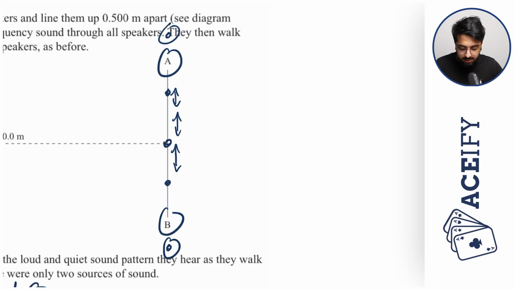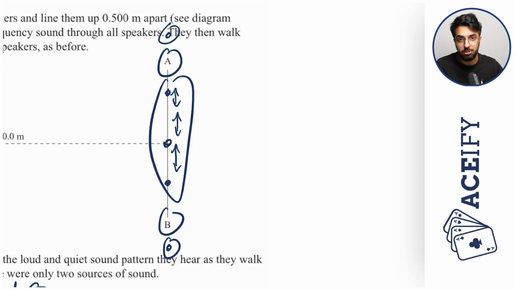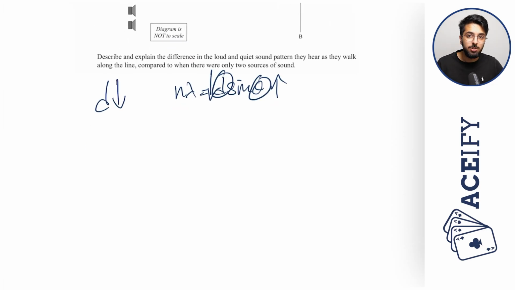Now, don't write that there are now going to be 3 loud spots instead of 5. I'm just doing that for illustration purposes. I actually don't know what's going to occur. I haven't done the calculation, okay? We also know that the maxima are going to be more defined, and this is because as we have more sources, there is going to be more destructive interference taking place.